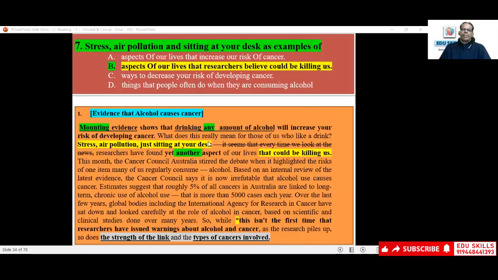So here, researchers found this. Found is almost synonymous with believe. So yet another aspect of our lives that could be killing us. Could be says it is belief, opinion, modal verb. So this is what I said here. The time sequence or sequential expression, another, and could be, could, the modal verb, clearly tells you this is the answer. So you should be able to practice with this gradually and immediately you will identify the answer. And how long do you require just to identify this answer? It's in the very beginning, second sentence of the text.